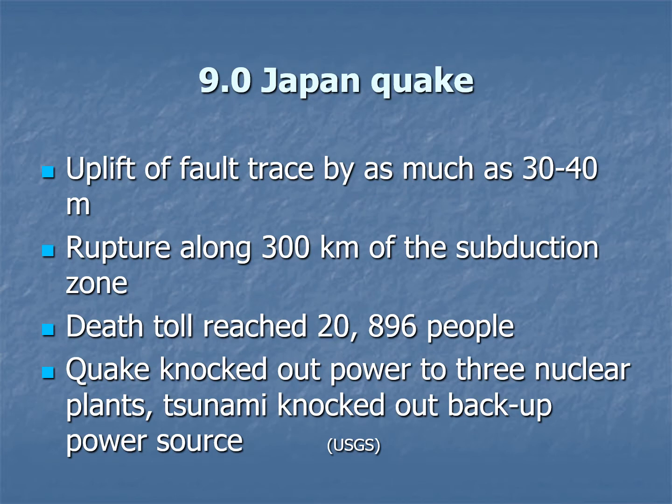You had uplift of the fault trace by as much as 30 to 40 meters. That is not a typo. You had rupture along 300 kilometers of that subduction zone. That's huge. Even with a tsunami warning system, the death toll reached almost 21,000 people.